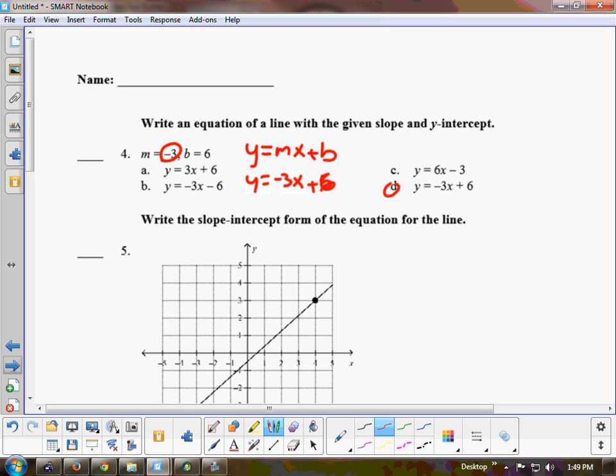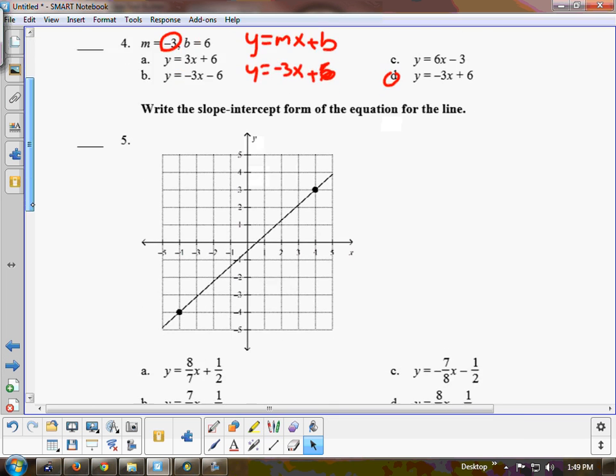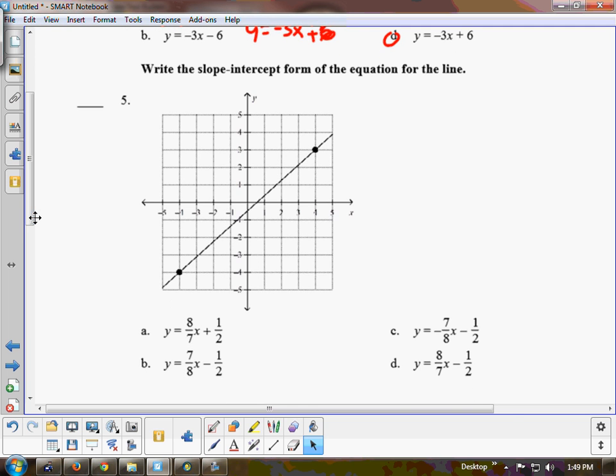Moving on to the next one, it wants you to write the equation of the line in slope-intercept form. Okay, now this one is a little tricky because it lands right between 0 and negative 1. But we can see that that is negative 1/2 right there. So that's our intercept. So we're only going to look at equations that have negative 1/2 on them as the intercept. So now it's just our job to find out what the rise is.